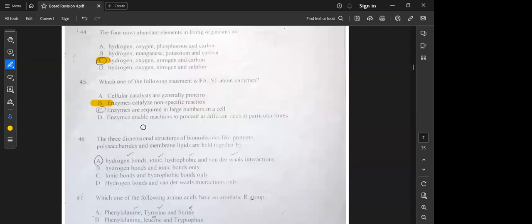We'll move to the next number. Srina, you can scroll. The question is asking which of the following amino acids have an aromatic R group. Even without seeing the choices, what are the three aromatic amino acids? Phenylalanine, tyrosine, and tryptophan. Great. And what are the other different classes of amino acids, and what are examples of them?